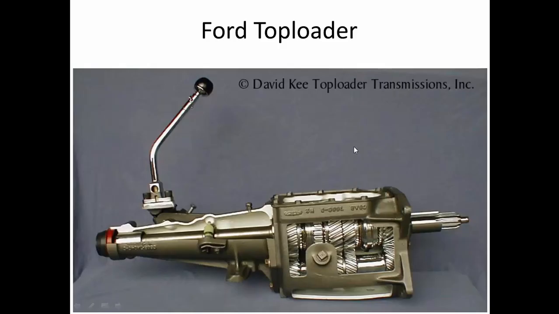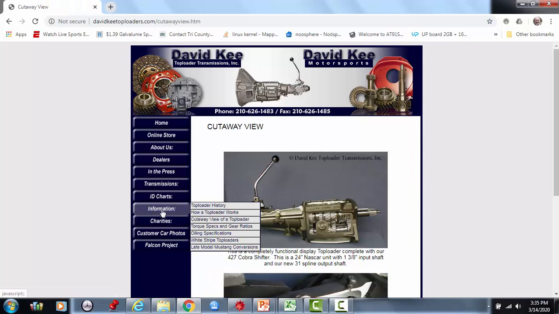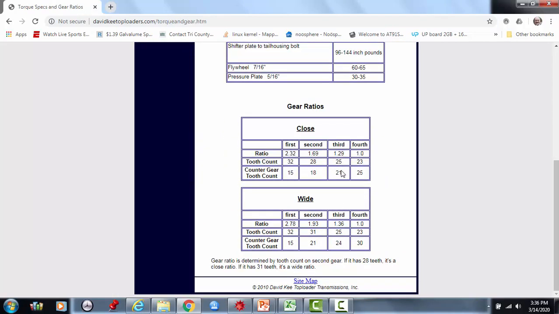Okay, speaking of power, let's look at my Ford Toploader. Get this off of David Key Toploader Transmissions Inc. Let's go take a quick peek at that. So that's what it looks like, and he's got a lot of information here. The cutaway view is the one I like to show, and then the torque specs and gear ratios. The one I have in my office is a wide ratio.